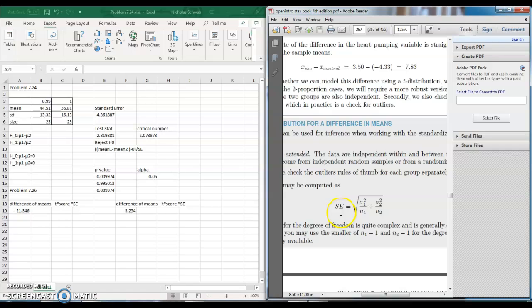So the standard error is equal to the square root of our standard deviation squared divided by our sample size plus the standard deviation of the other sample squared divided by that sample size. Our degrees of freedom is just going to be based on whatever sample size is smaller. In 7.4, both the sample sizes are the same. So here is 7.4. Let's go ahead and go down to 7.4 here.